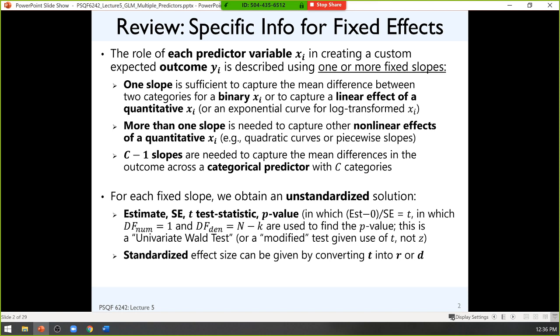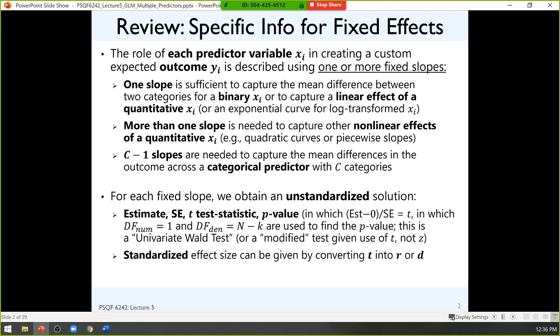Likewise, if you have a binary predictor, so something where there's only two groups, those two groups have only one difference between them. The one slope captures that difference, and that's all you need. If you have a quantitative predictor that has a nonlinear relationship, such as a quadratic effect, then it takes two slopes to be able to capture that curvilinear association. So you would have the linear effect, say, of enthusiasm for mini golf, as well as enthusiasm times enthusiasm, which creates a quadratic effect, and they work together to create some sort of curvilinear trajectory.